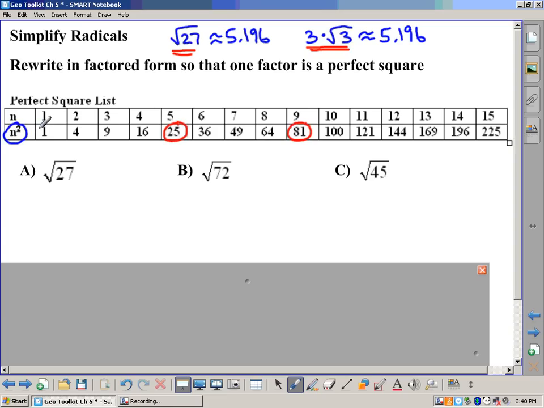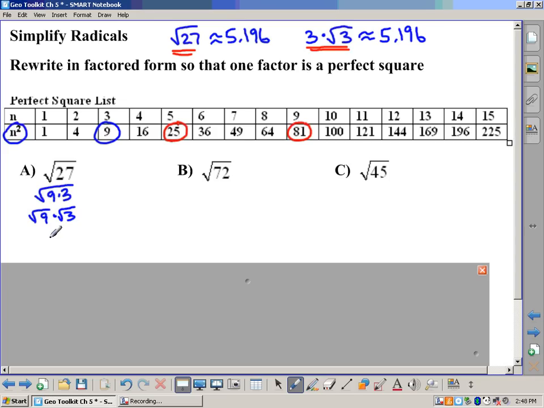These are the perfect squares. And do any of these numbers go into 27? Well, right there, 9 does. So I can write this as the square root of 9 times 3, because 9 times 3 is 27. And you can actually separate these out, so it's really the same thing as the square root of 9 times the square root of 3.